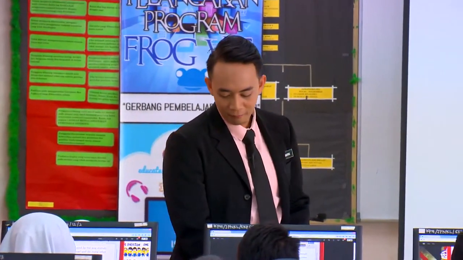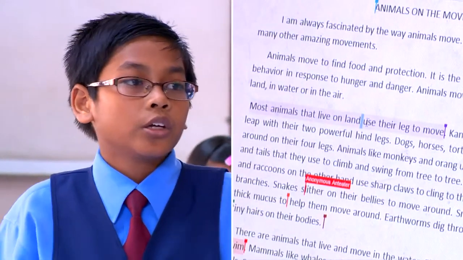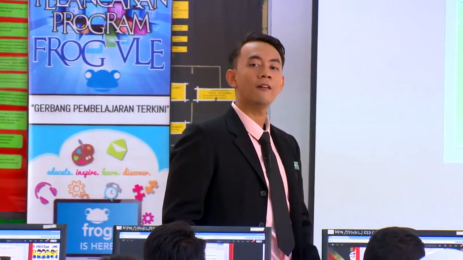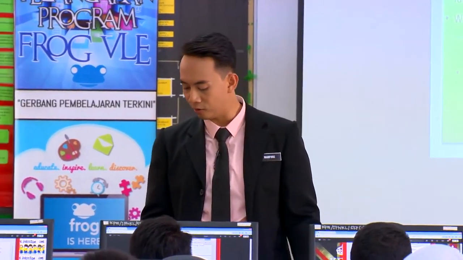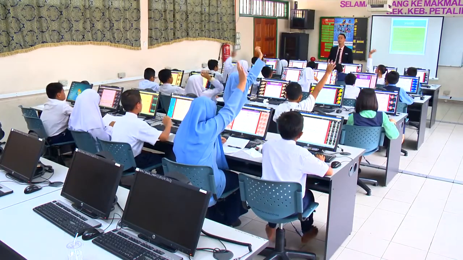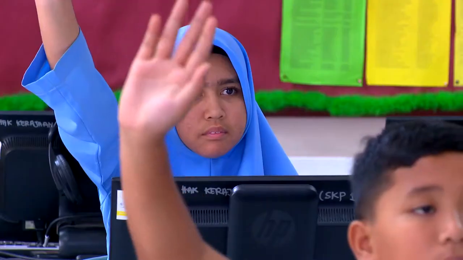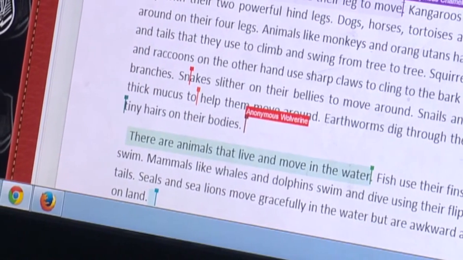Now, can I please have Haizal to tell me what the first topic sentence is? Most animals that live on land use their legs to move. Very good. Now, can I please have someone to tell me the second topic sentence that you can find from paragraph 4? Put up your hand if you want to answer my question. Alright, Alia Kristina. There are animals that live and move in the water.